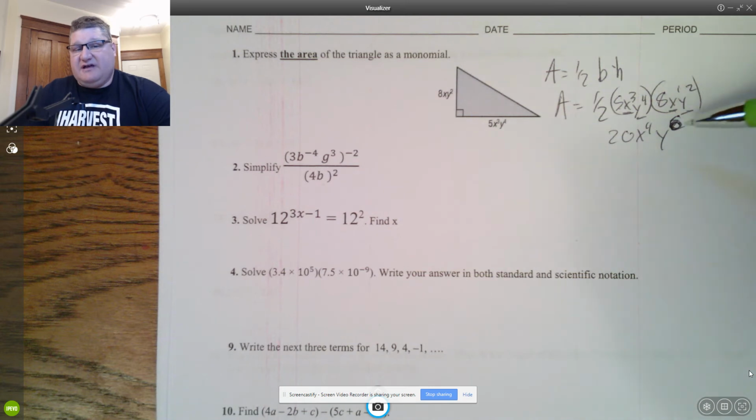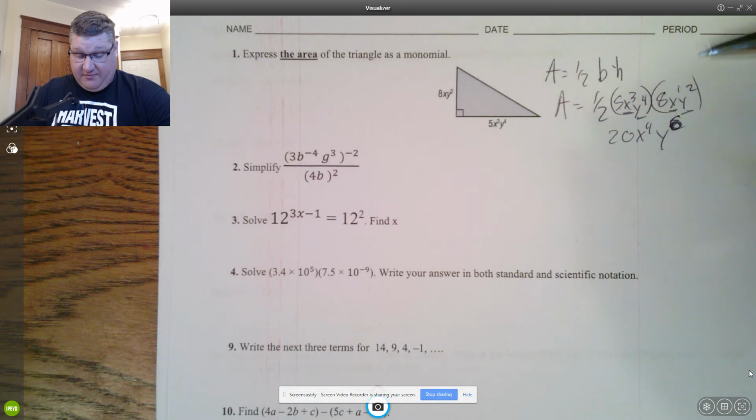Okay, ladies and gentlemen, since I've been gone and since some of you have been gone, here is a how-to on how to do some of these review pages.